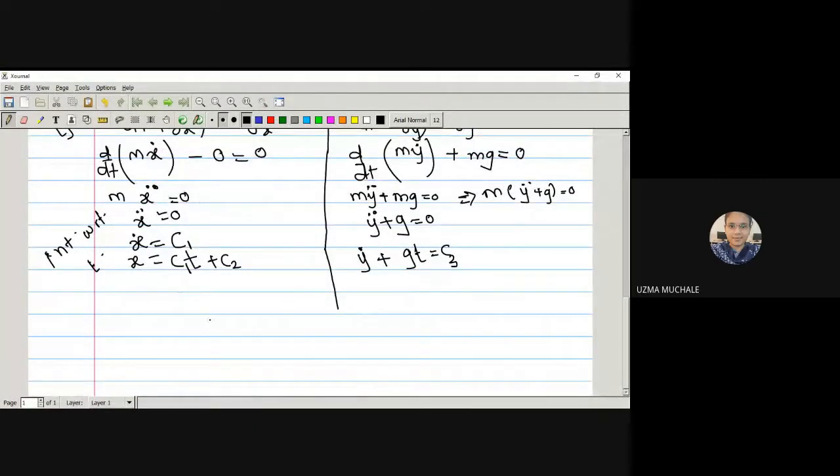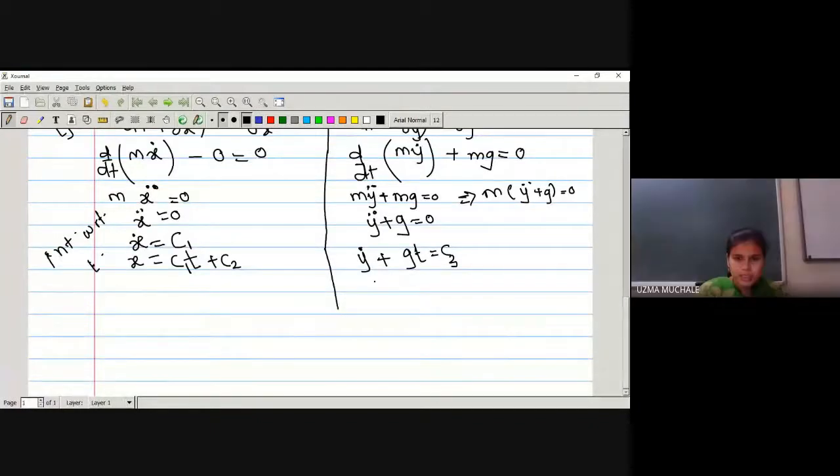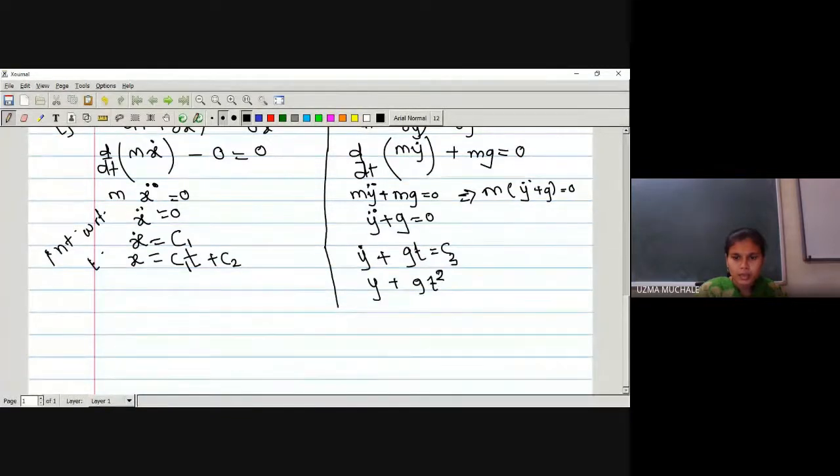Any doubt up to this? No, ma'am. Okay. Let me solve these equations now. So in the next equation, if you integrate this, it will be y plus g t square. Integration of t will be t square by 2, is equal to c3 t plus another constant of integration, that is c4.